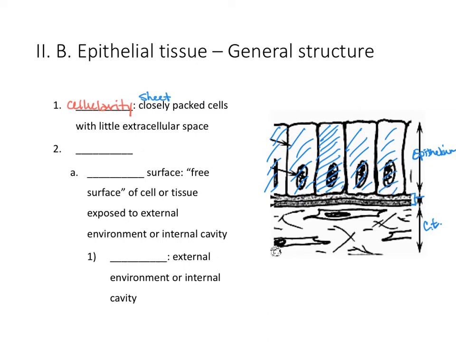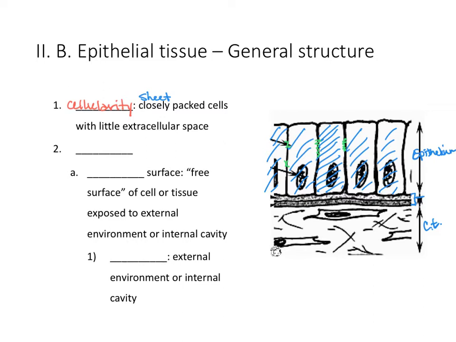Now, we might even see things like tight junctions in between the cells to prevent material from moving in between them. We may also see desmosomes that are connecting the cells, holding them again tight together.